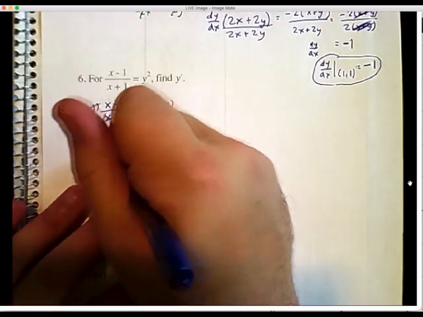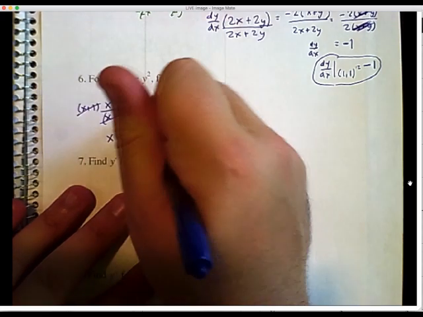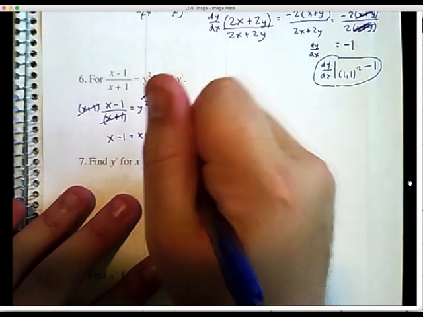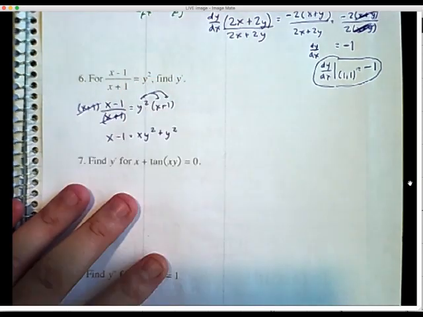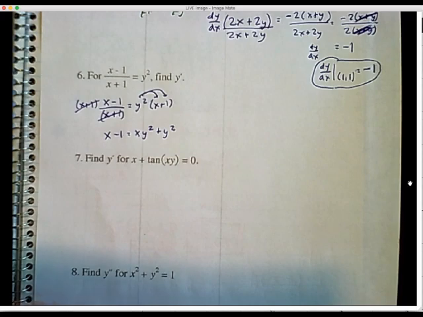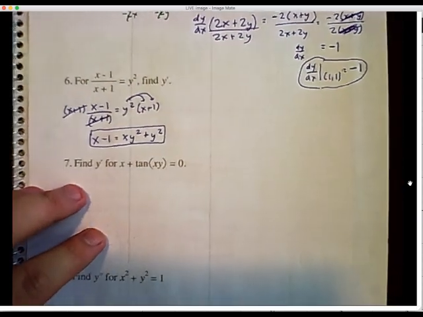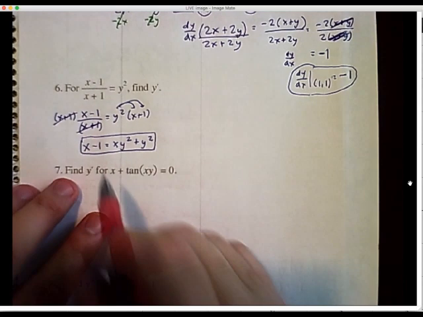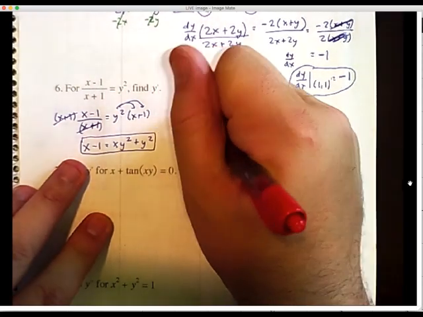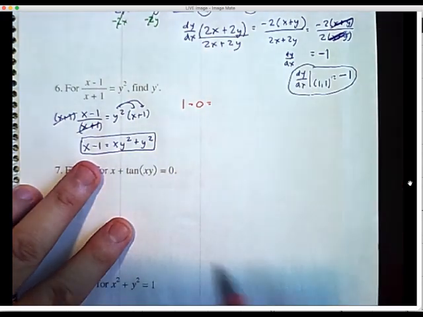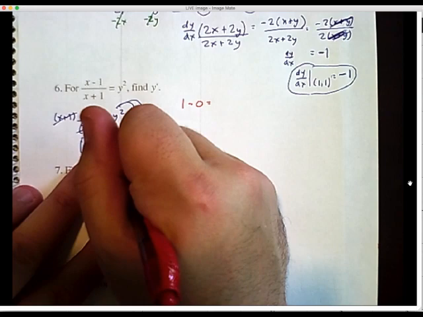And what do you have left? You have x minus 1 equals, what happens when you distribute that out? Well, you get xy squared plus y squared. Why do all that? Because it'll be easier to take the derivative. So what's the derivative of x? It's 1 minus, what's the derivative of a constant? It's 0.